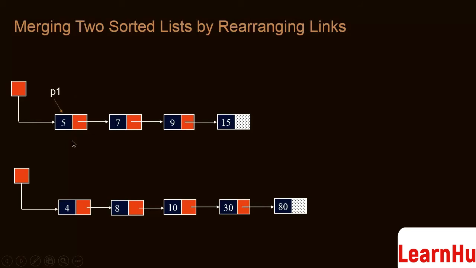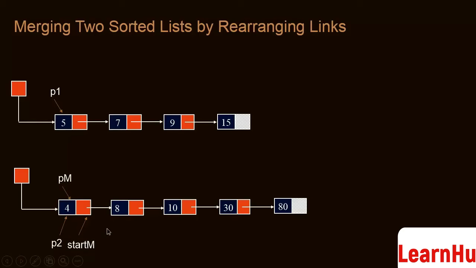We'll take two references, P1 and P2. P1 initially refers to the first node of this list and P2 initially refers to the first node of this list. Now we compare info values of these nodes referred to by P1 and P2. This one is smaller, so we make start m refer to this node. This start m is a reference to the first node of the merged list.